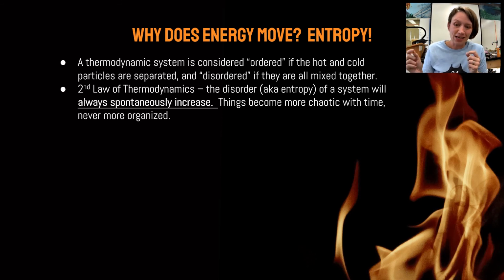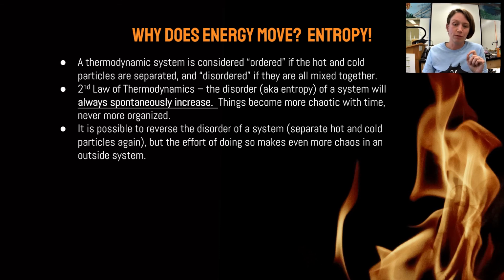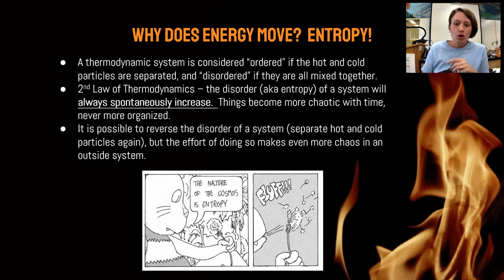The why behind this is actually not that bad. It's a little equation, but it's not in the scope of this class, so we're not going to cover it. For now, you just need to memorize that entropy is increasing. That means that chaos or disorder is always increasing in any system, including a closed system. It is possible to reverse this process, to separate out the hot and cold particles from each other, but the work that you have to do to make that happen actually makes even more entropy in a different system. So in the universe as a whole, which is the only real closed system, we're going to have entropy always increasing.